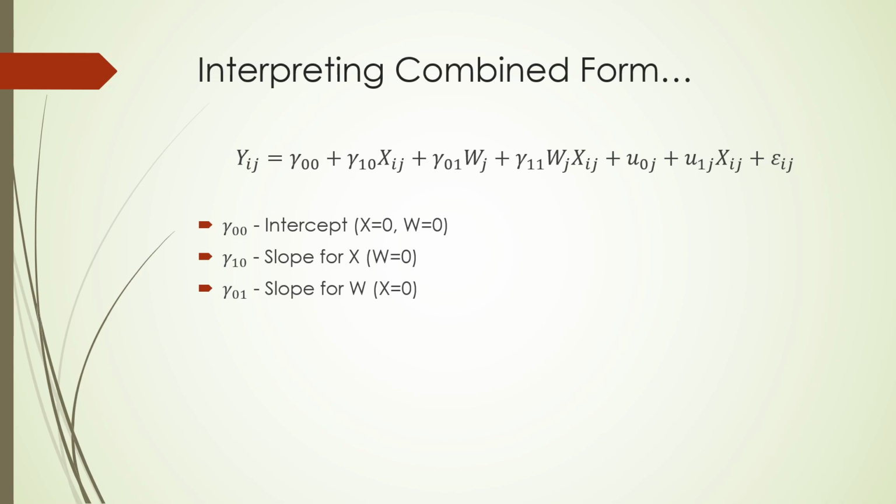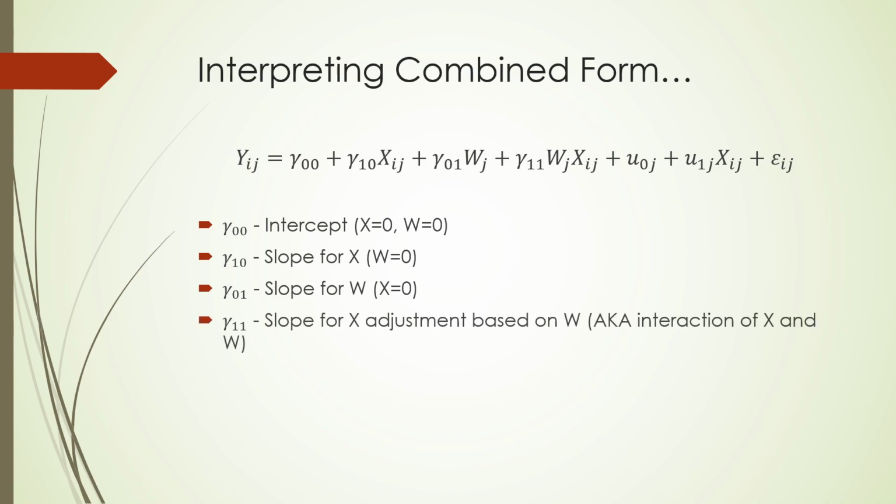I'll say the slope for x is not interpreted at w equals 0 if that interaction term weren't there. It'd be interpreted after accounting for w, or after all the w's. So that is an artifact of there being an interaction term between these two variables. Gamma sub 1,1 is the slope for x adjustment based on w, or vice versa. Again, the interaction between x and w.